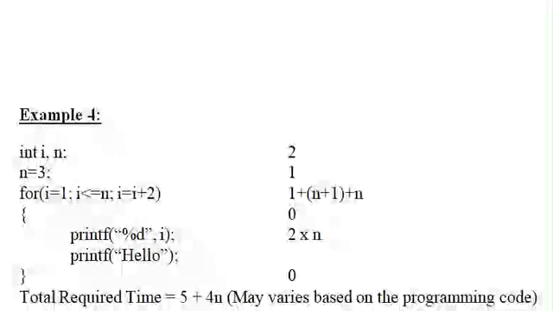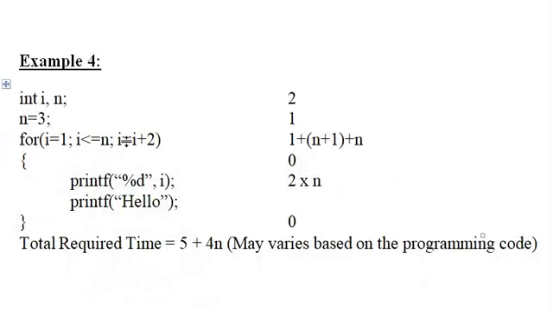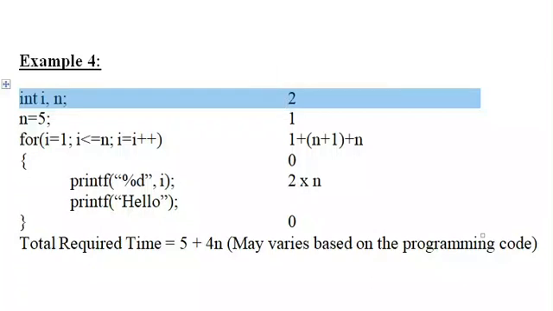In the next example, we may see one loop is there, a for loop. It is a very critical case. For the first statement, there are two variables, i and n, so the required time is 2. For n = 3, the required time is 1. Now in the for loop, there are three sections. One is assignment, the second is the condition checking, and the third is the increment or decrement operator. Now suppose we are using i++ and the value of n is 5. So when it runs the program, what will happen? For this it will be 2, for this it is 1.